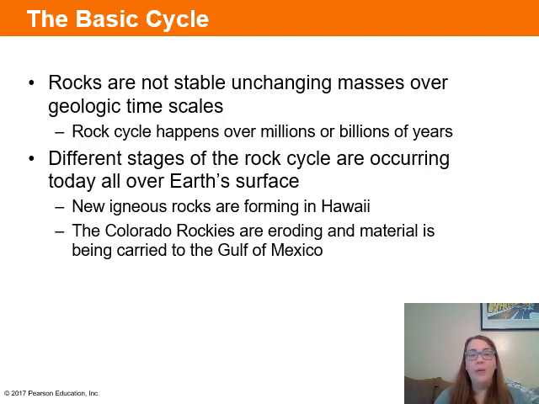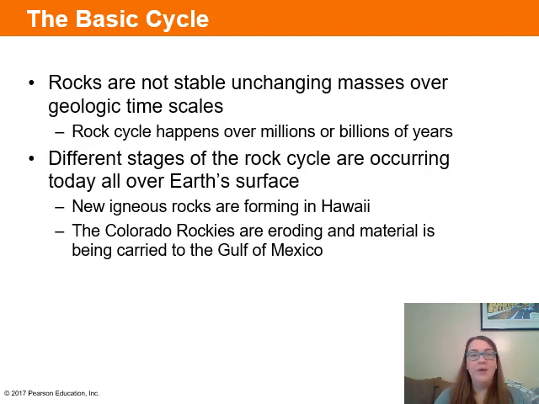But depending on where we are on our planet, we're going to see different stages of that rock cycle. So we might see igneous rocks forming in places like Hawaii, where we have a lot of volcanic eruptions, producing lava on the surface, where eventually that lava is going to cool down and turn into new igneous rocks.